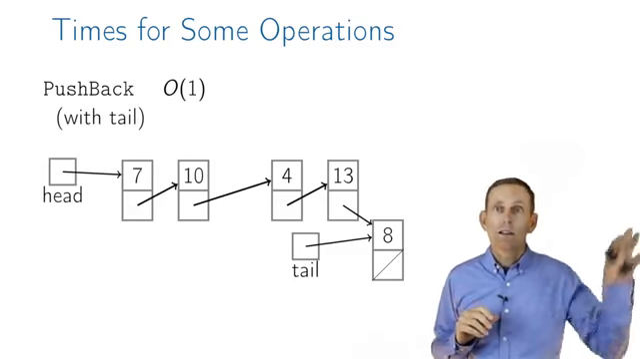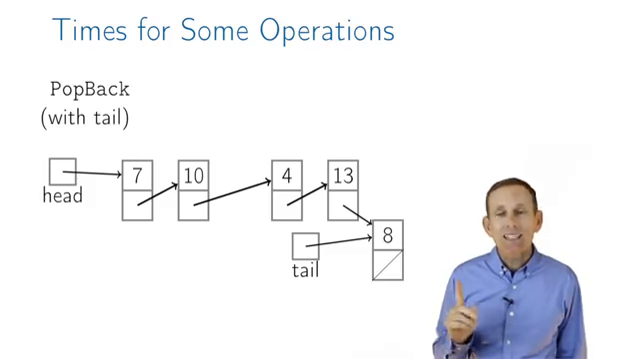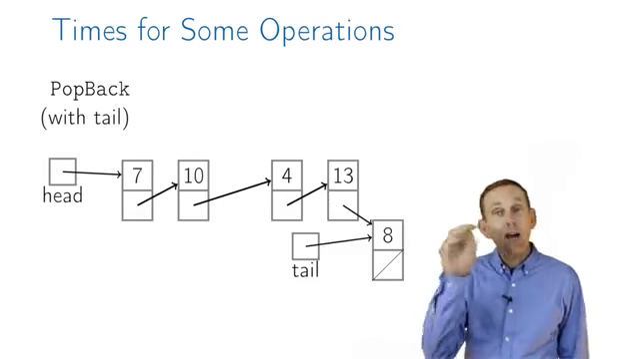We just go to the tail, find the element, return the key. If we want to pop the back, however, that's a little bit of an expensive operation. Okay? We are going to need to update the tail to point from 8 to 13. So we're at 8 right now. We want to go to 13. The problem is, how do we get to 13?